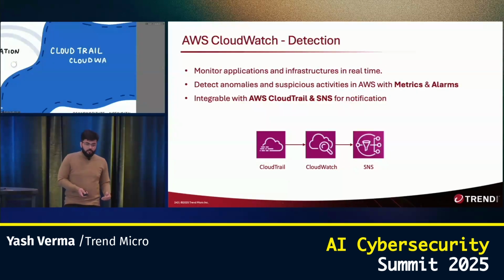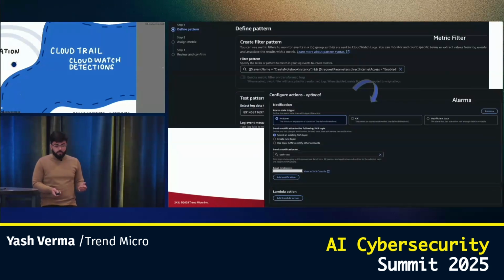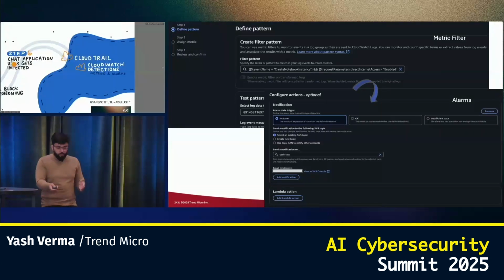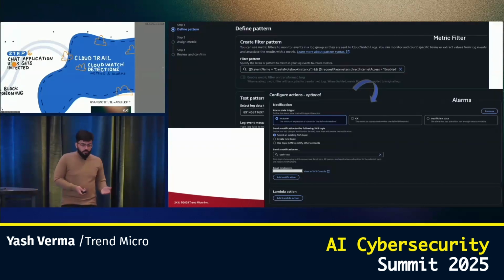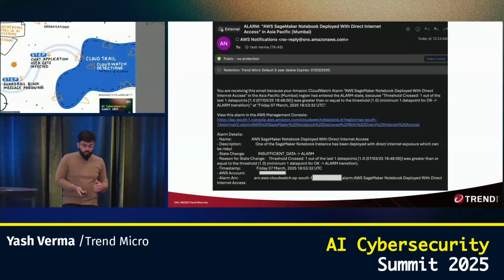So you can use CloudWatch detections, wherein you can create metrics and alarms. A metric is like a signature for that log, and the alarm is what you want to do with those triggers. Let me explain how it looks. The first image is the metric filter, which has event name equal to create notebook instance, and request parameters direct internet access enabled. As soon as this triggers, you can do anything with the alarms, like send them to your email endpoint, or take some actions using Lambda. This is how it looks in Outlook: someone had created a notebook deployed with direct internet access in my AWS account.